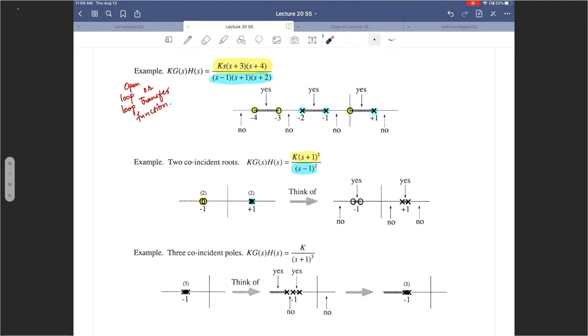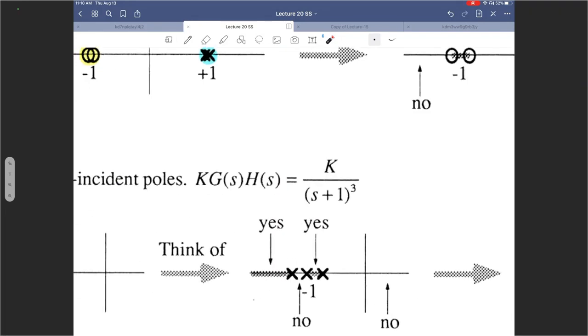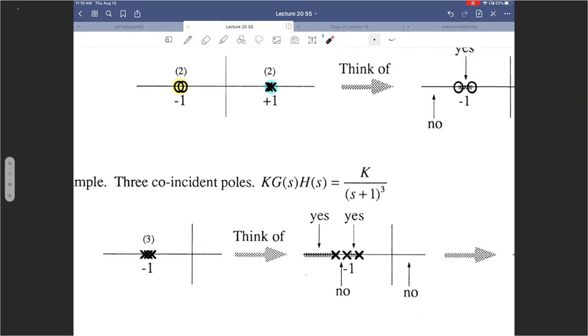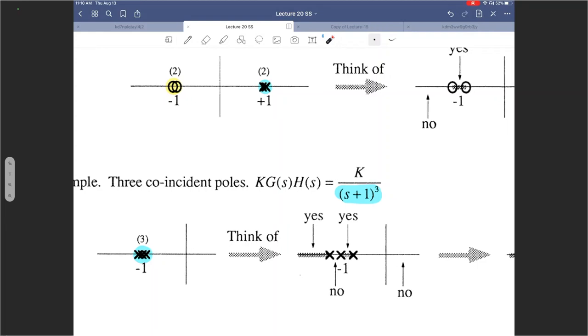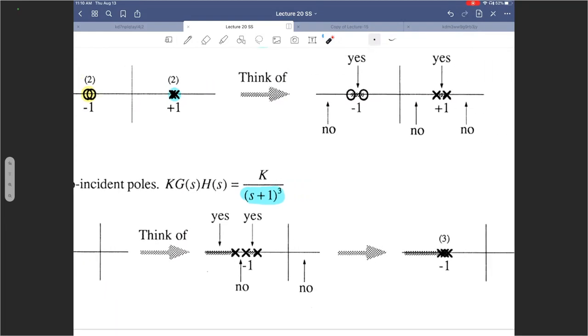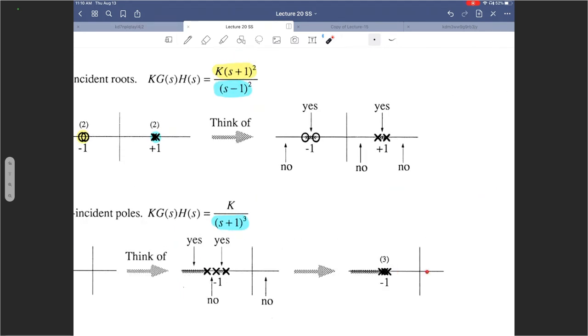The next example of root locus on the real axis is when you have 3 coincident poles. All the poles in this case are at -1. You would essentially think of it as 3 poles that are slightly away from each other with some small separation between them. So you would still go no, yes, no, yes, as you do in the previous case. Which means essentially, if you combine them all together, there is no root locus to the right of -1. There is only root locus to the left of that.